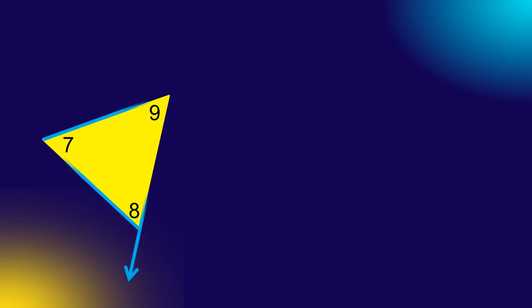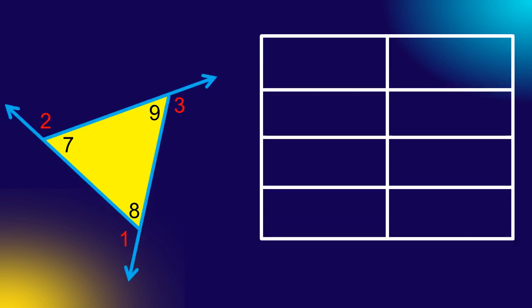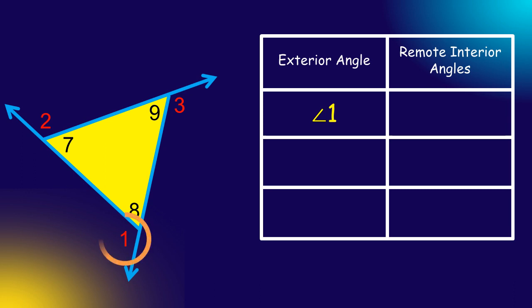Okay, let us consider this given example. With a given table, column for exterior angle and column for remote interior angles. Can you give an example of an exterior angle that you can see in the figure? All right, let's say angle 1. This is angle 1. Can you tell me the remote interior angles of angle 1?